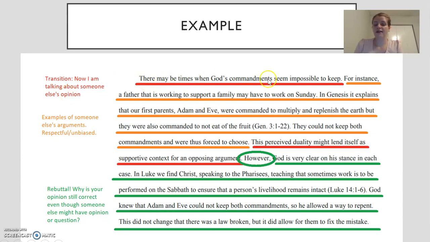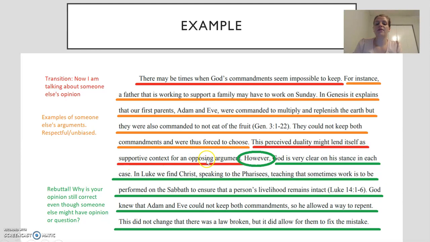So here I've underlined in red the instances where they show, look, this is not my opinion, this is somebody else's opinion. And even though it's not their opinion, they're still being respectful and clear about that. So there may be times when God's commandments seem impossible to keep, this perceived duality, and then they describe it. This perceived duality might lend itself to supporting context for an opposing argument.